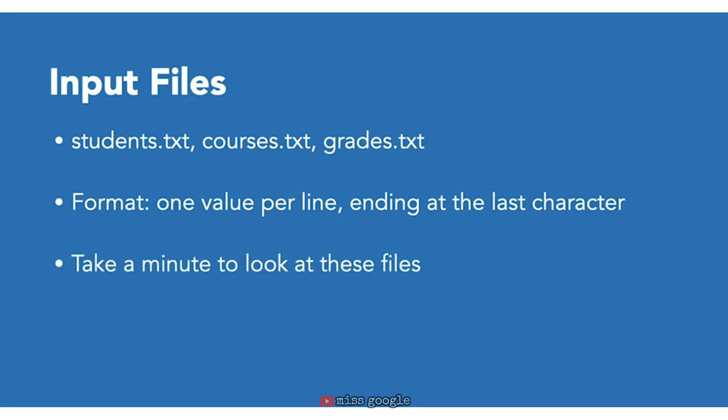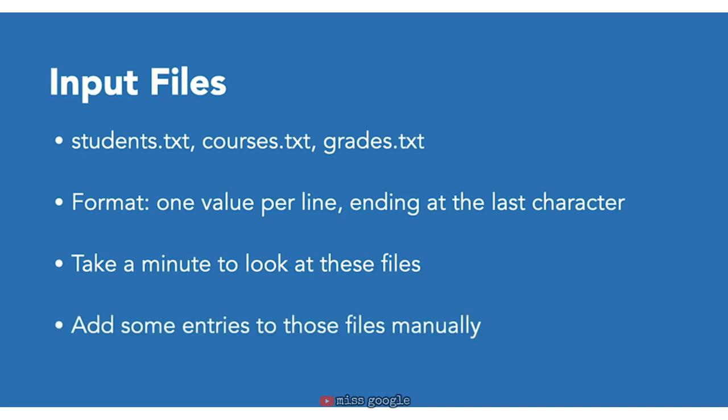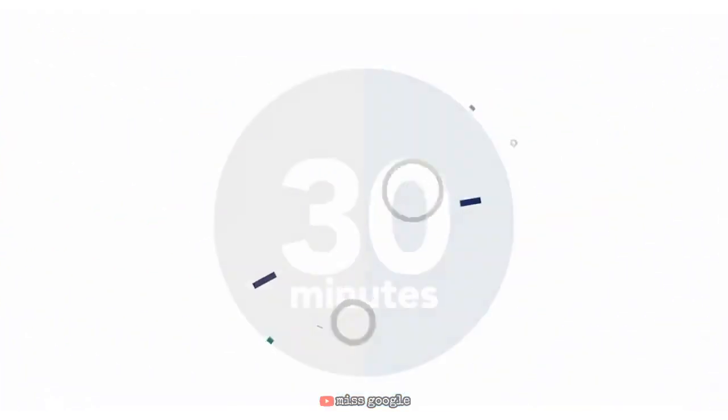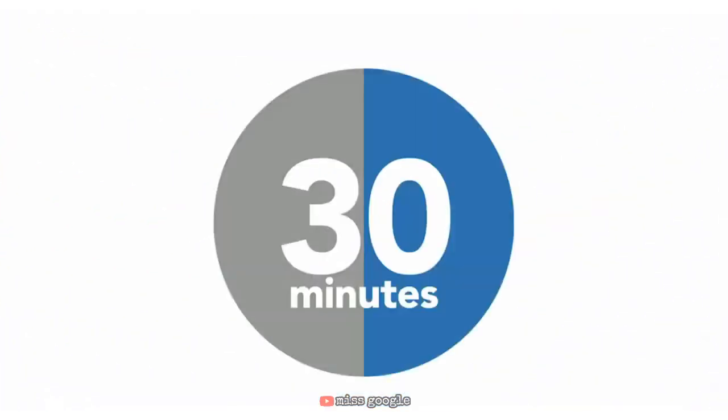Take a minute to look at these files to make sure you understand how they're organized. After doing that, add at least one more entry to each file. That's one additional student, one additional course, and at least one additional grade. Do that manually. This should take you about 30 minutes. As usual, watch the next video for my solution when you are done, or if you get stuck.